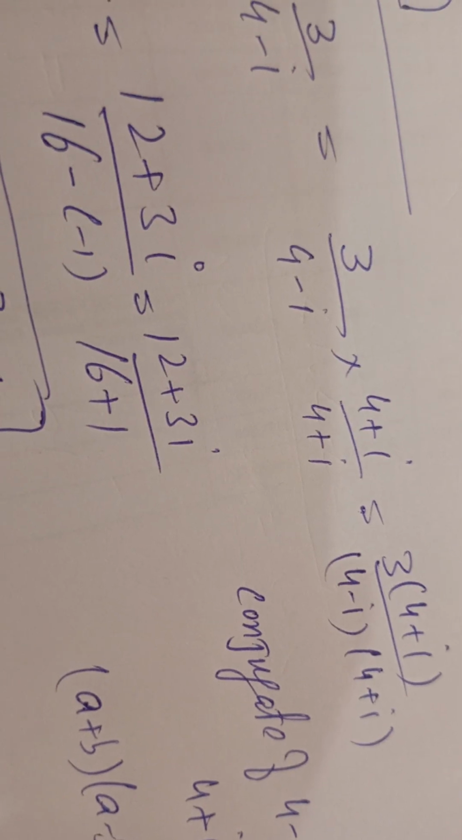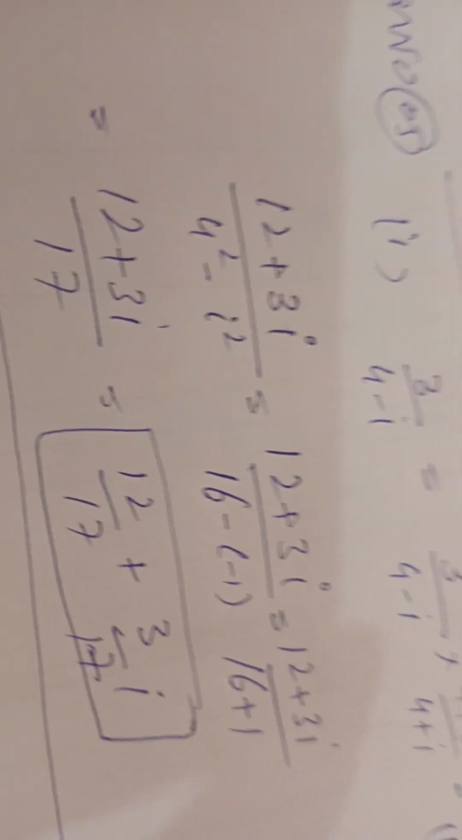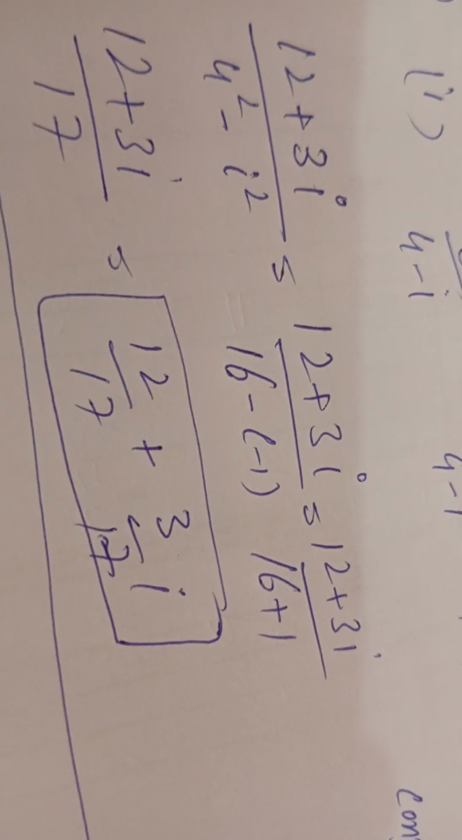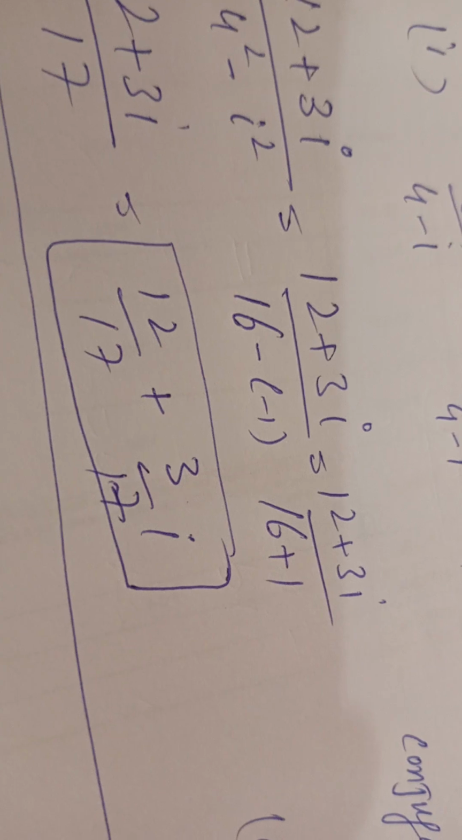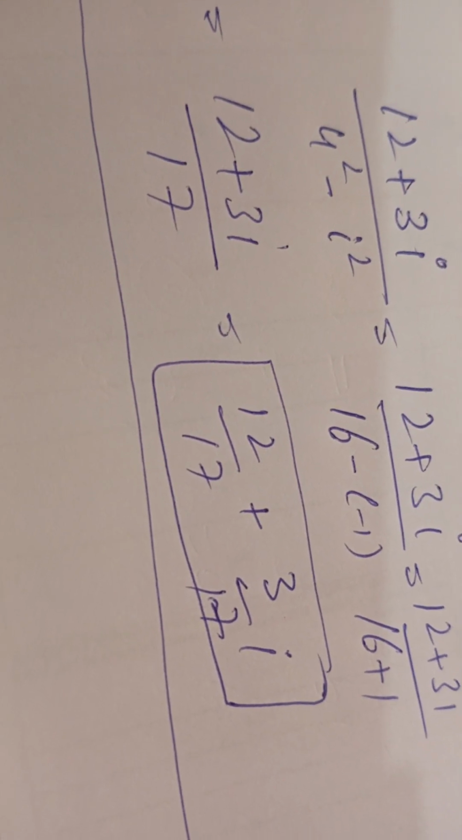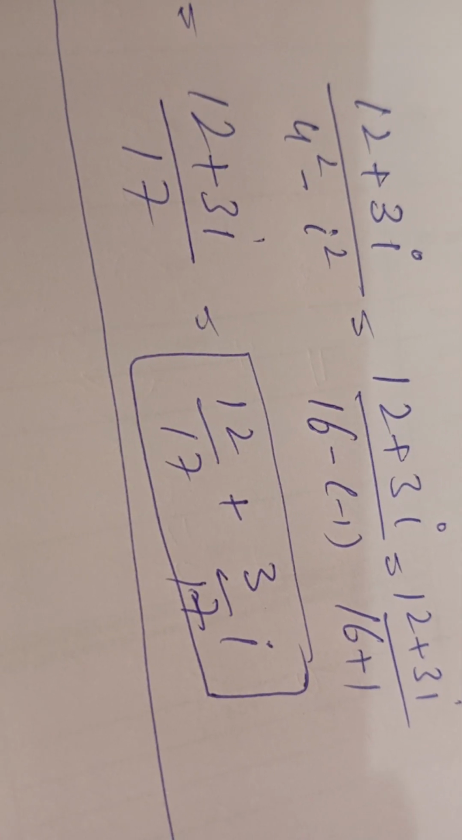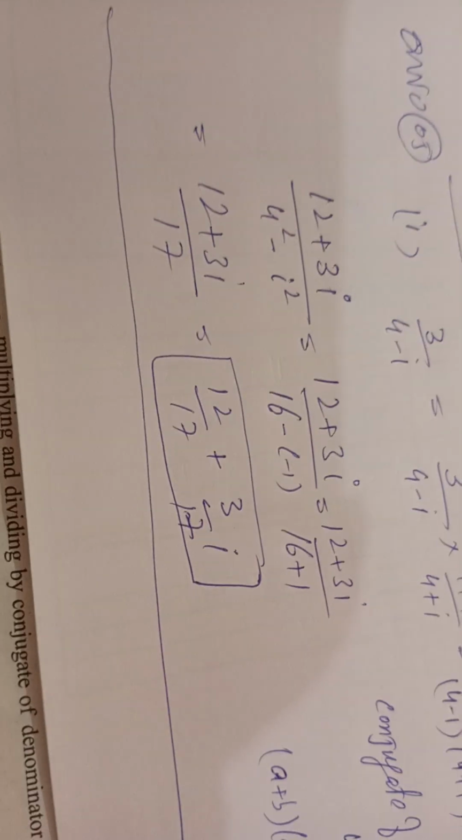In the denominator, it becomes the formula a plus b into a minus b is equal to a square minus b square, and then we apply the formula and multiply in the numerator and apply the formula on the denominator. Then we put the value of iota square, that is minus 1, and after some calculation we get the value 12 plus 3 iota divided by 17. So 17 is in the denominator. It divides both the 12 and 3 iota, and in the simplified form you will get this answer.